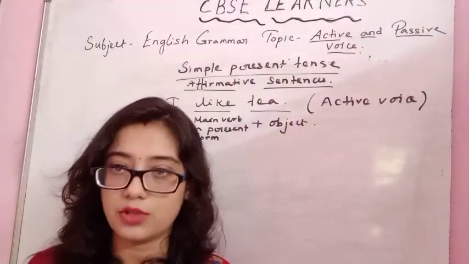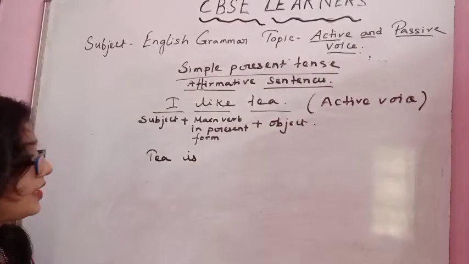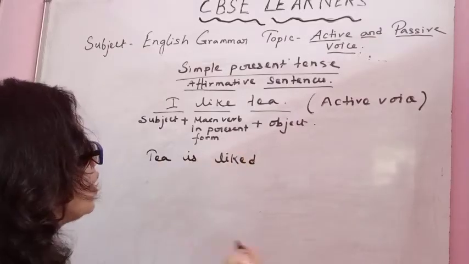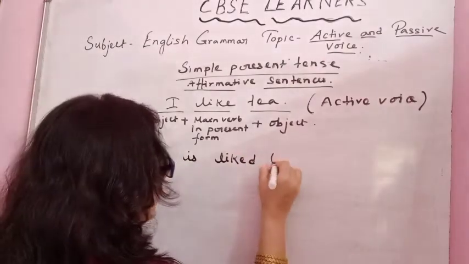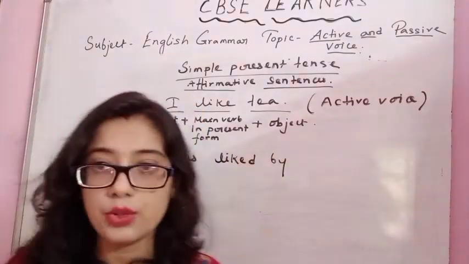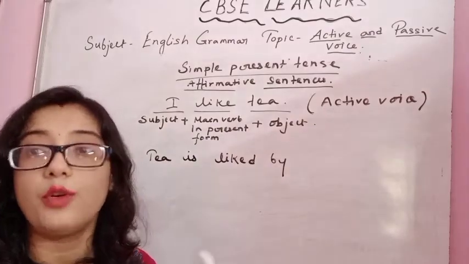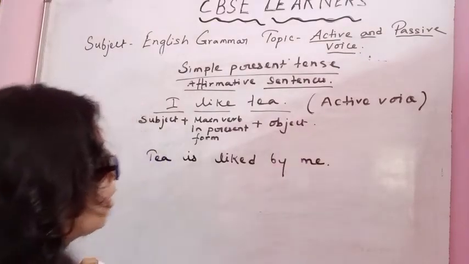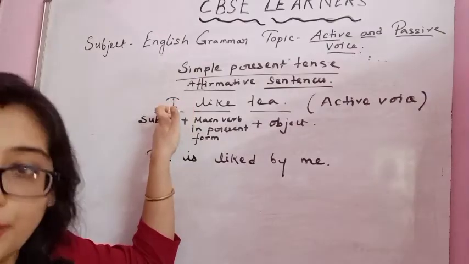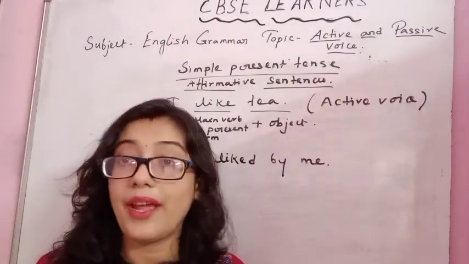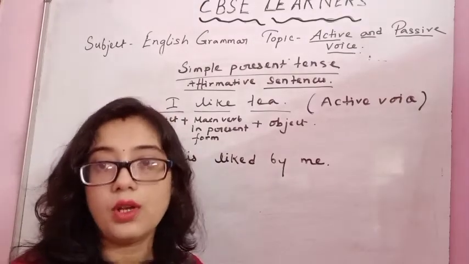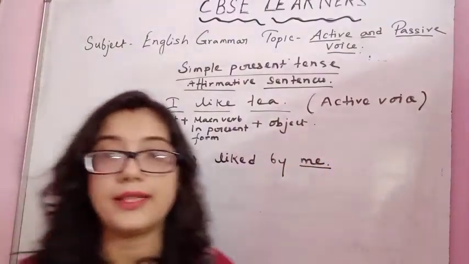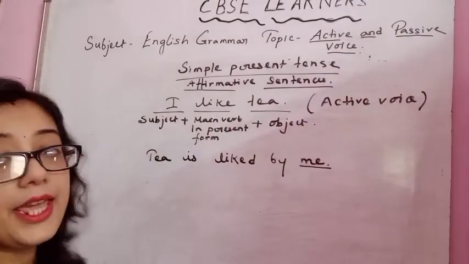T is actually not countable, so we call it singular. So T is liked. Now we have to use the past participle form. T is liked. Now we have to add by. We cannot use I. Instead of I, we have to use the personal pronoun me. I is a personal pronoun, and we cannot say T is liked by I. We use I only as a subject. When we are converting, we have to use another form of the personal pronoun I, that is me. So T is liked by me.